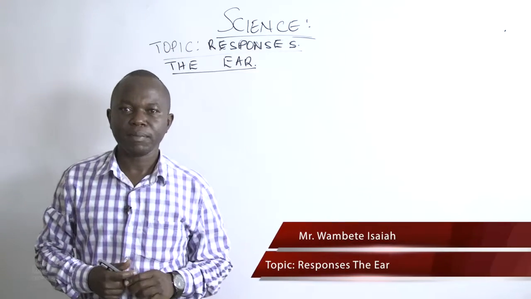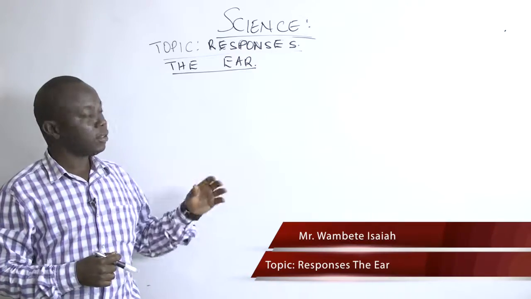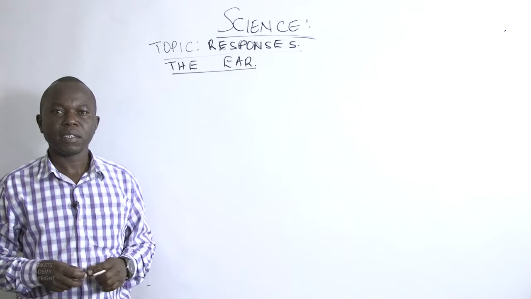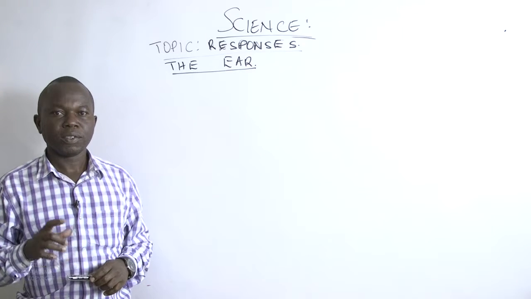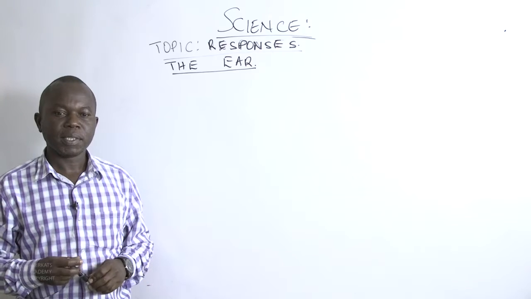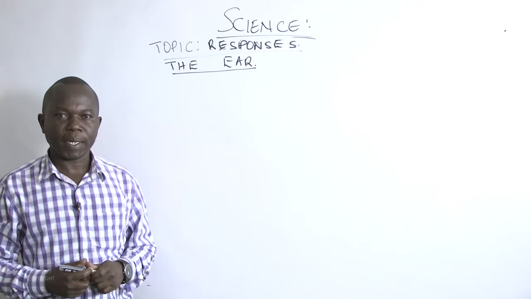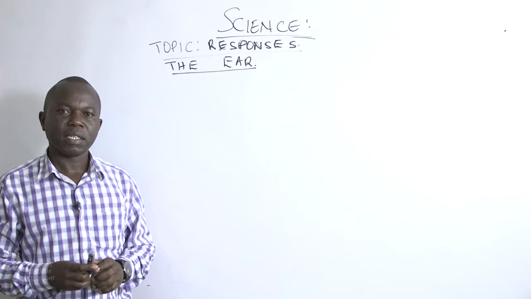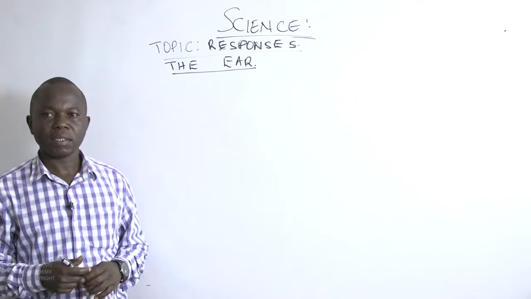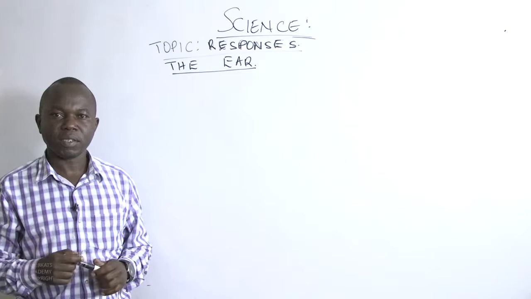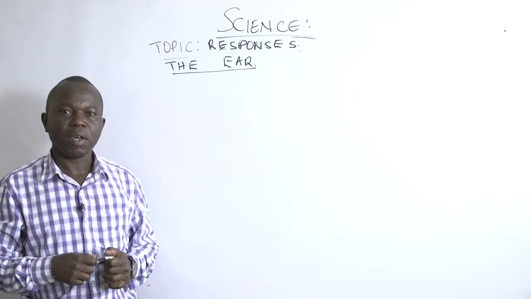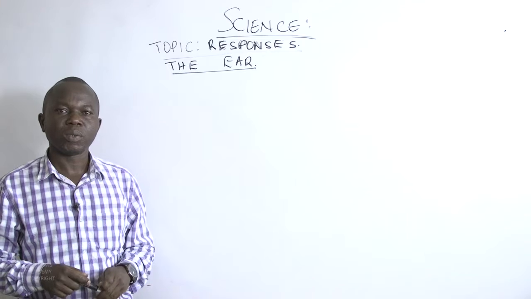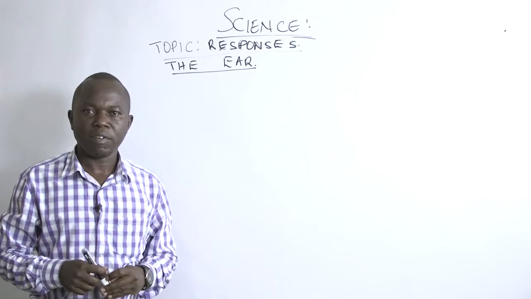Hello there, welcome once again to our science lesson, the topic responses, but we are looking specifically at the sense organ, the ear. So just to review a little bit, we said that for these responses to happen, we must have sense or sensory cells that are specialized to form organs. We have 5 main organs on our bodies that are used to achieve various responses to changes in the external environment.